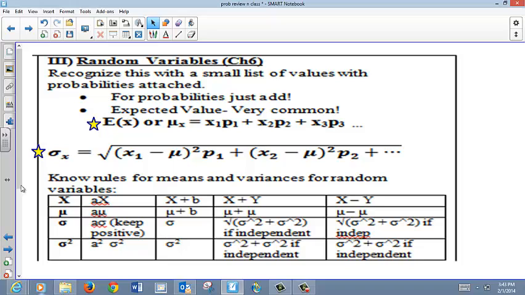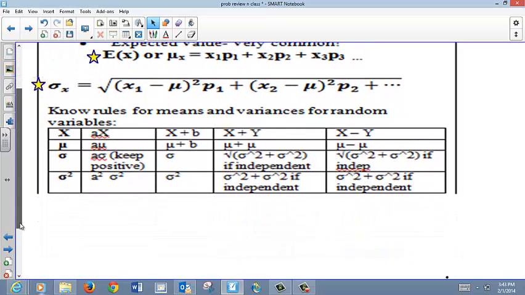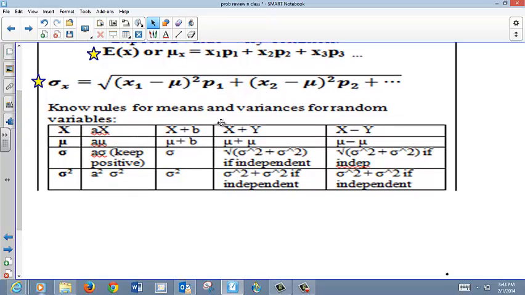Another thing from chapter 6 is the rules for means and variances. Very important. Here I've put in 4 different situations. If you're multiplying a variable times a constant, if you're adding a variable to a constant, if you're adding 2 random variables, or if you're subtracting 2 random variables. And as we know, means usually do exactly what was done to the original variable, so that's not particularly hard. For standard deviation, remember you can only multiply by the absolute value of the constant, so make sure that stays positive. You'd never add or subtract to standard deviation.